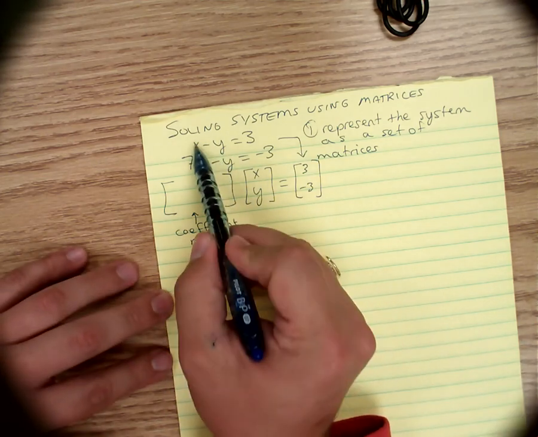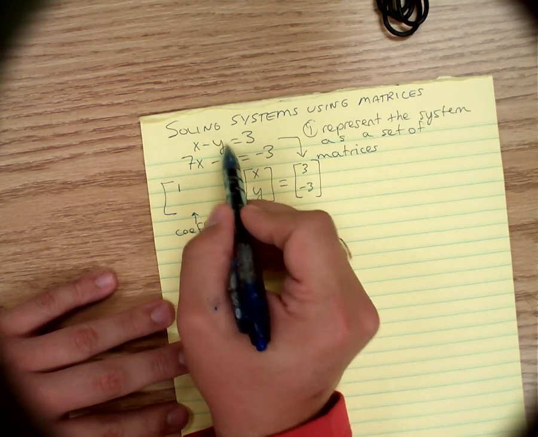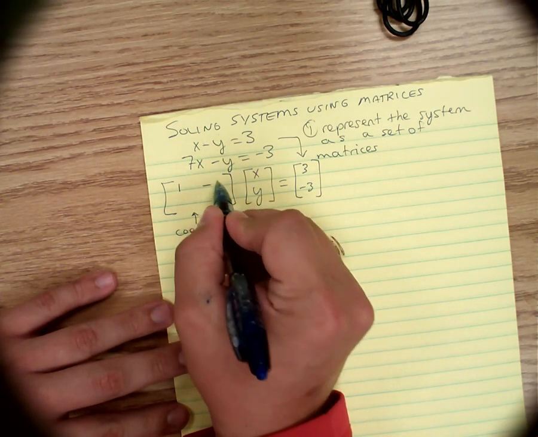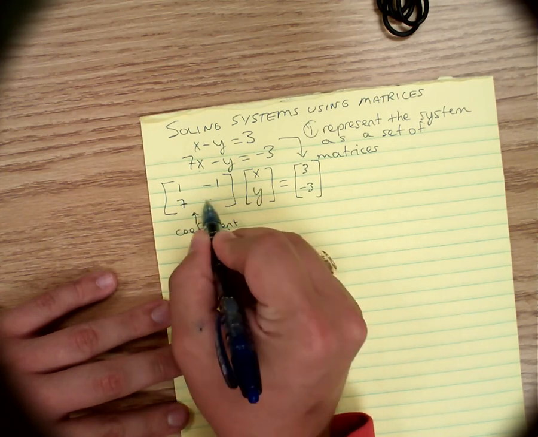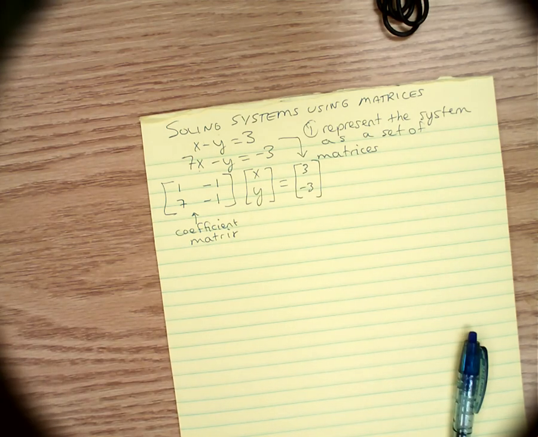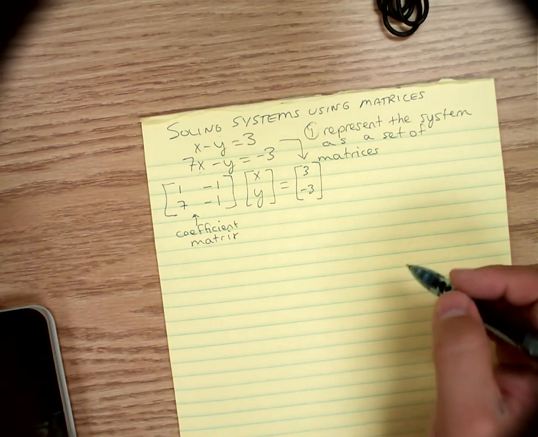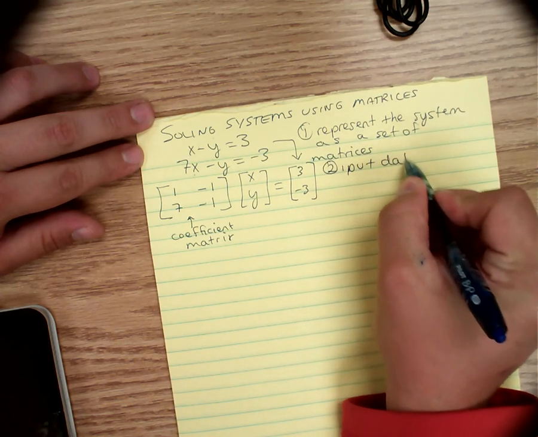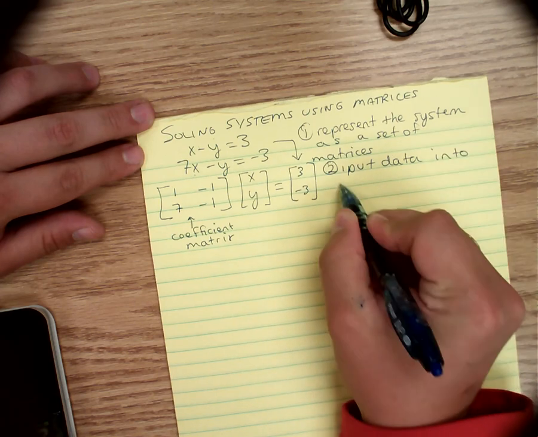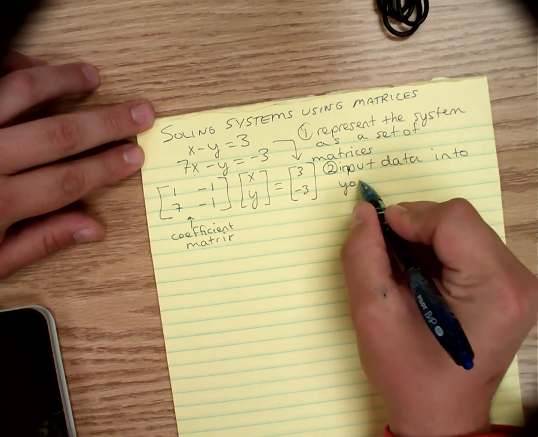So the coefficient that's in front of this first variable would be 1. In front of y, negative 1. In front of x down here now, 7 and negative 1. So when we do this, we now input your data into your calculator.